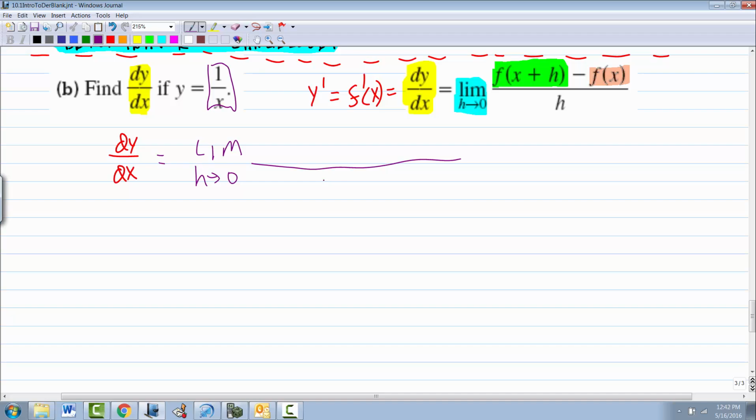Can I do that right now? Can I plug in 0 for h? No. Okay, what is f of x plus h? Well, that means wherever there's an x, I put a what in its place? So it's just 1 over x plus h, minus, what's f of x? 1 over x.